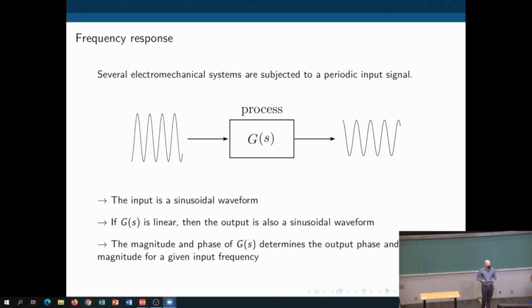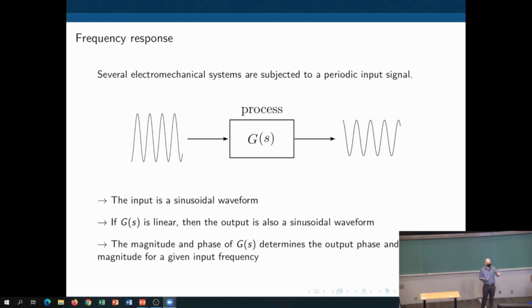Okay, so let's get into the theory a little bit. So what is the frequency response? Well, the frequency response is the response of the system when the input is a periodic signal at various frequencies. A lot of electromechanical systems are subjected to such types of inputs, as we just briefly mentioned.